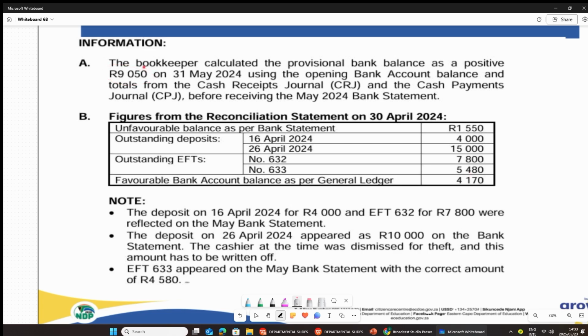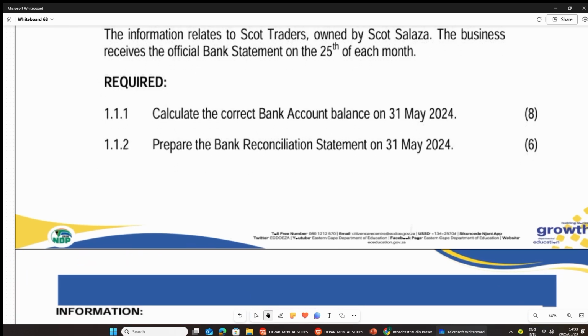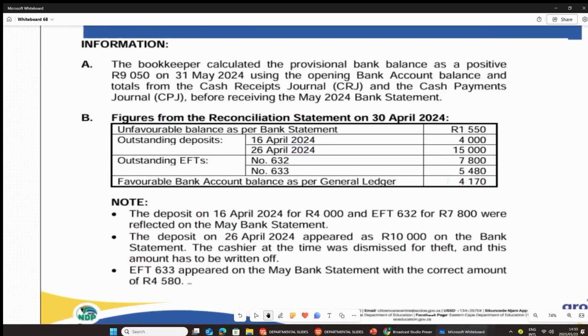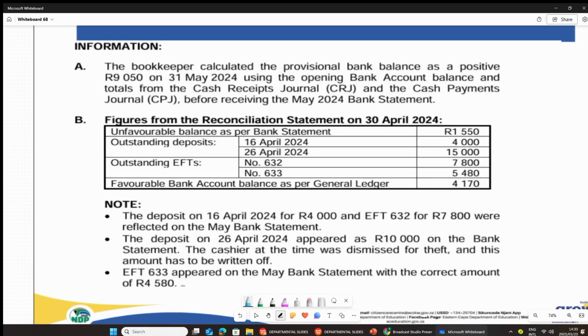So when you are doing the first question, here at the top where they ask you to calculate the correct bank account balance, you will start off with this favorable, positive balance here of 9,050 Rand. And then you now have to identify which transactions, for example, need to be recorded in our bank account balance by adding and subtracting figures that are not in your previous CRJ and CPJ, that might reflect only in your bank statement, or any errors that might have occurred that came from our side.